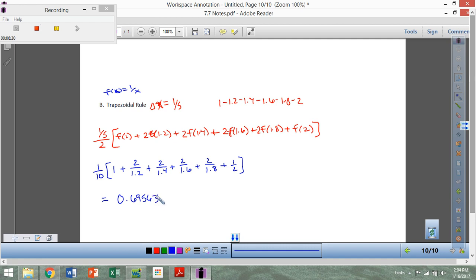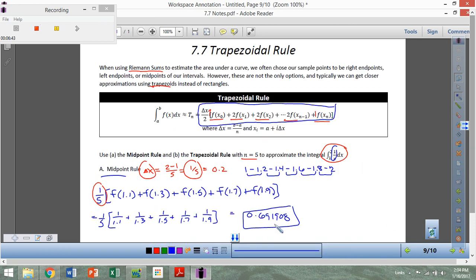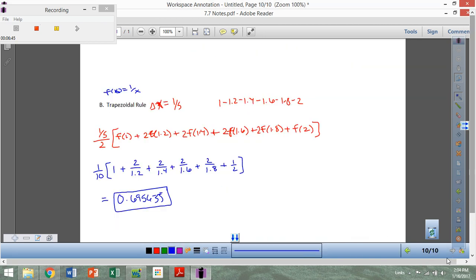0.695635. So I do have different estimates here. This one is about 0.695 or 0.696, and the estimate using midpoints was 0.692 or close to that. So different estimates.